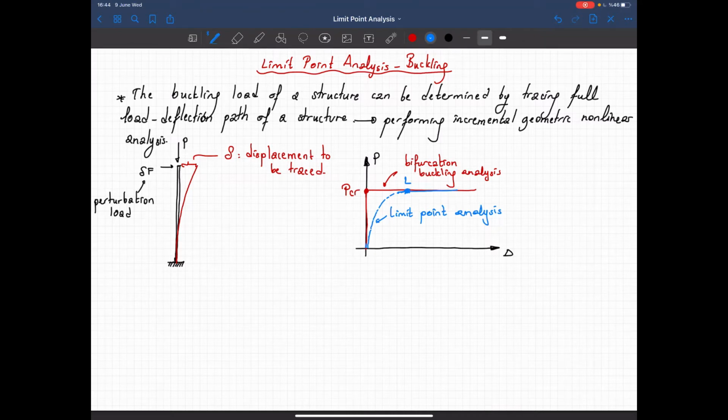But the main problem with this is, when you have a structure like this, it's easy to guess how it will buckle. But when you have a more complicated structure, you don't know how the structure will buckle, and you don't know what type of perturbation load you should define. So usually what we do is we first perform a buckling analysis and get the mode shapes, then use these mode shapes to define a perturbation load, and perform a limit point analysis.